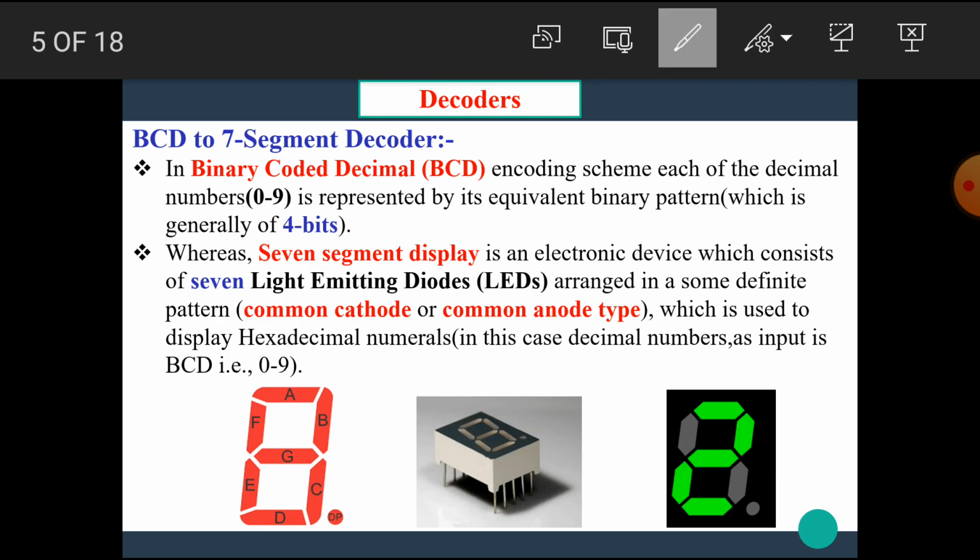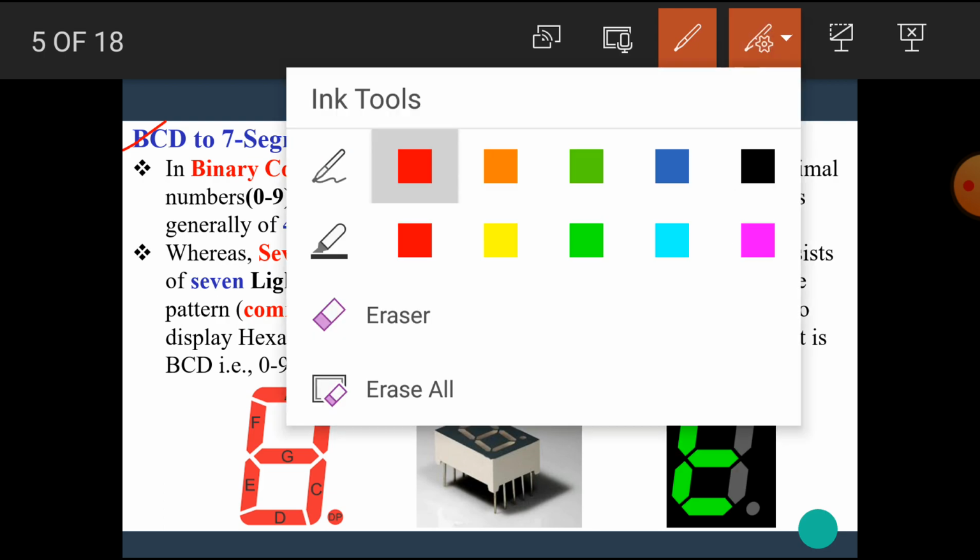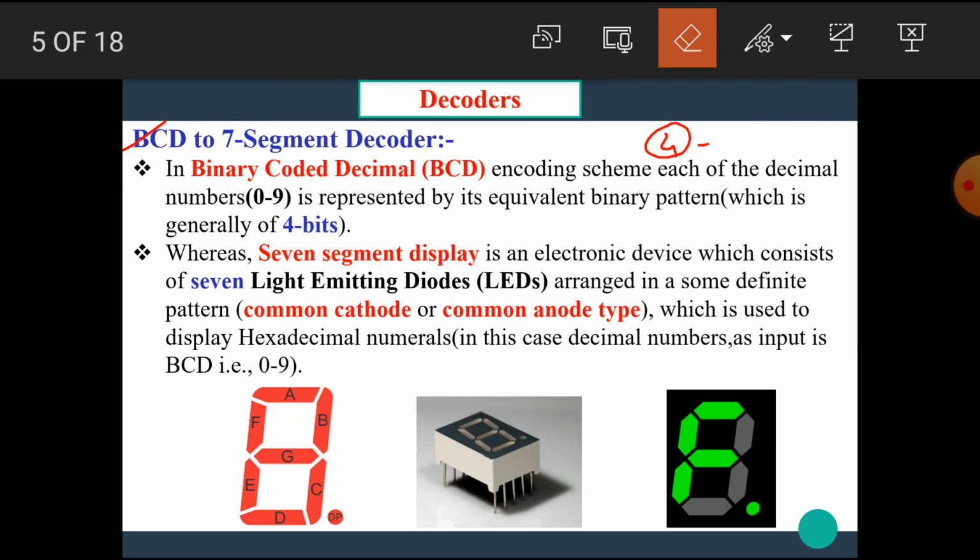The first one is the BCD to 7 segment decoder. We know that BCD stands for binary coded decimal number. Generally, it is a decimal number which is represented by a 4-bit binary number. Now let's see more details about this BCD and the 7 segment decoder.